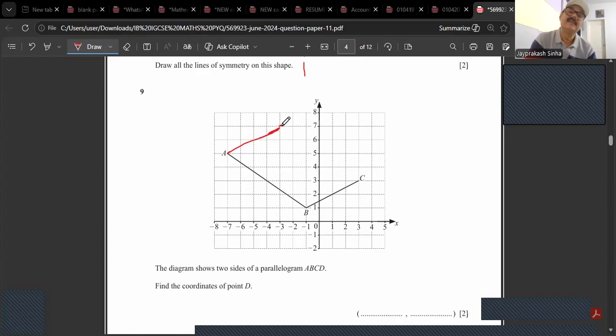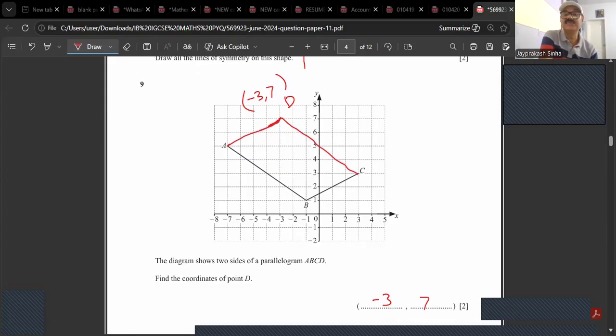So this is your D point. What is the coordinate of D now? See, the X coordinate is -3 and the Y coordinate is 7. So -3 and 7, isn't it? See, this is 7 and this is -3. So -3, 7 is the coordinate of point D. It is a 2 marks question.